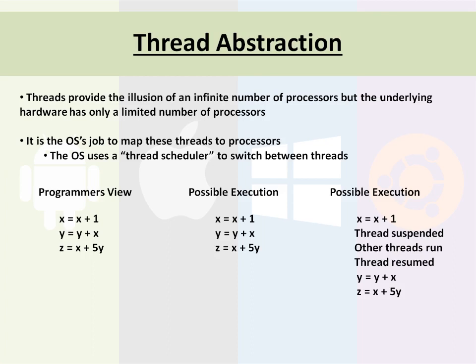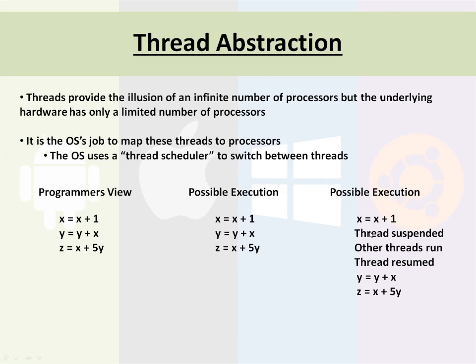So in terms of the programmer's view, if we had this hypothetical program just doing a couple of different maths operations, one possible execution of this could be where it just runs from top to bottom sequentially, right?